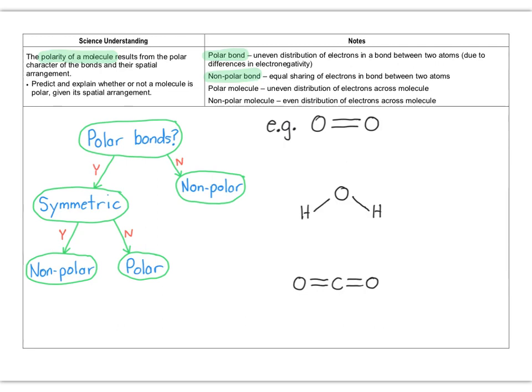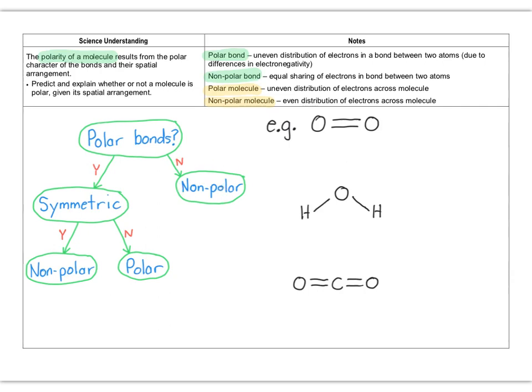When we're talking about the molecule, though, we are talking about the distribution of electrons across the whole molecule. So in a polar molecule, there's an uneven distribution of electrons across the whole molecule. And in a non-polar, there's not. So how do we go about determining this? Well, firstly, we need to decide, are there any polar bonds? If there are no polar bonds, then it's non-polar. End of story. We don't go any further.